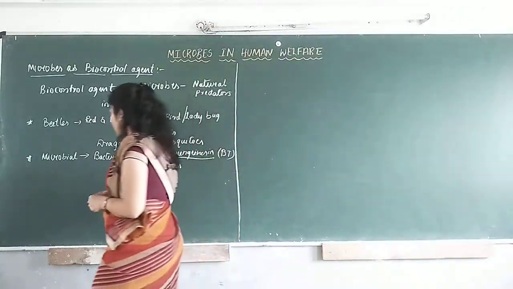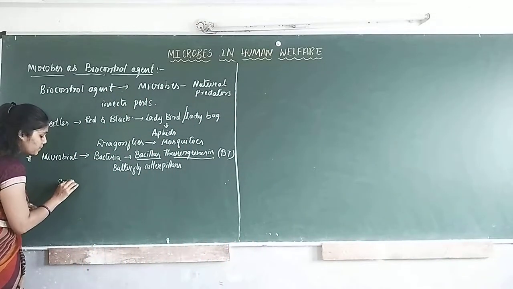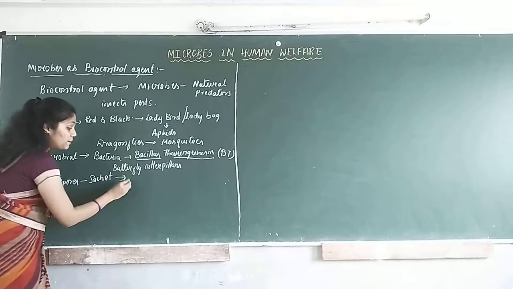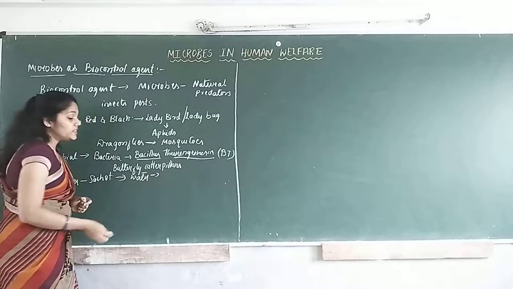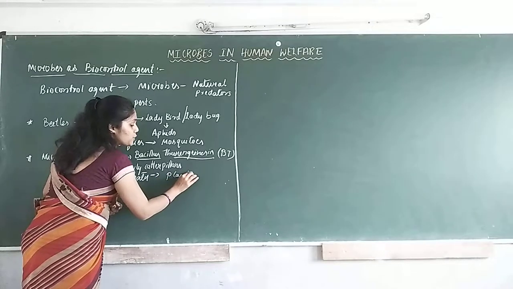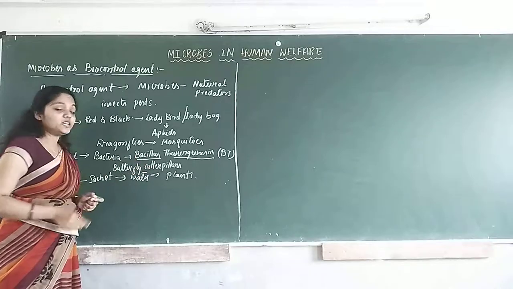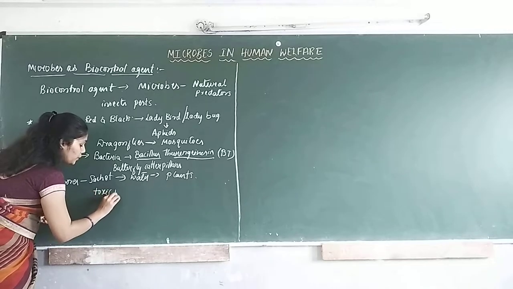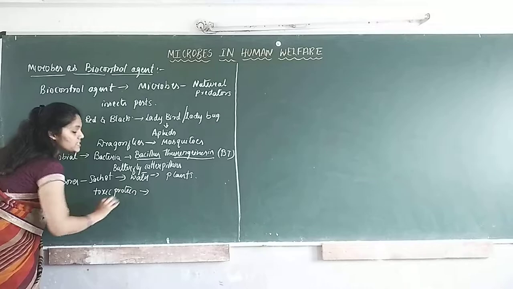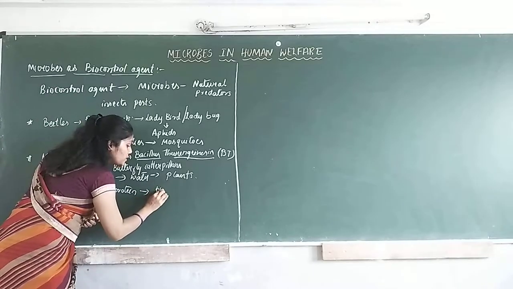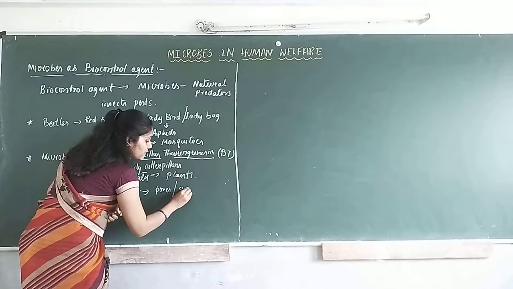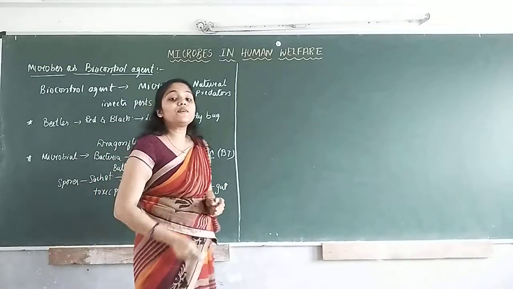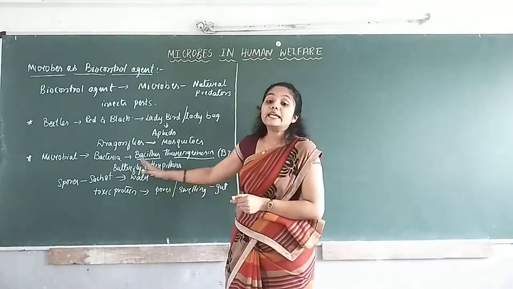These Bacillus thuringiensis are available in the form of spores in the sachet. They are mixed with the water and then sprayed to the plants. When we spray to the plants, these caterpillars eat these spores. These spores produce the toxic protein. This toxic protein forms pores and swelling in the caterpillar gut.